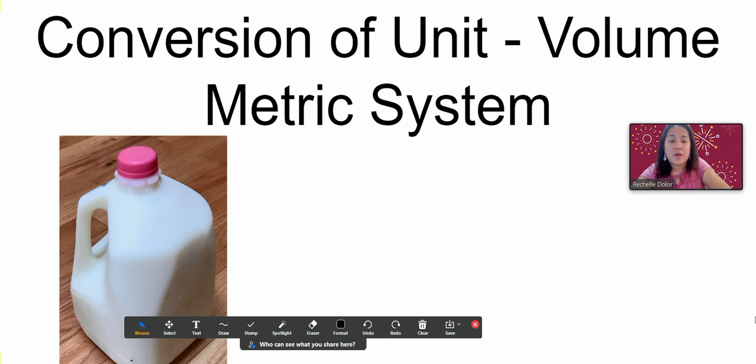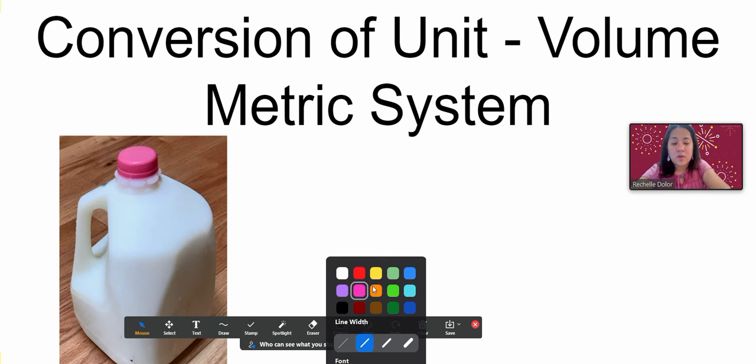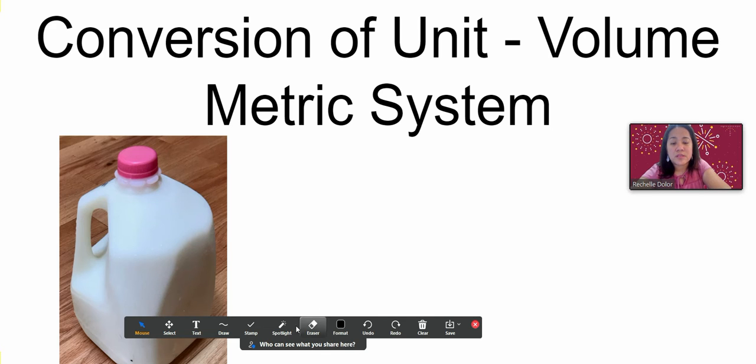We are now in volume. So volume means we will use the word liters. Okay, liters. The basic unit will be liters, right? Like kiloliters, hectoliters, decaliters, liters, deciliters, centiliters, and milliliters. Okay, those are the words that you need to remember.